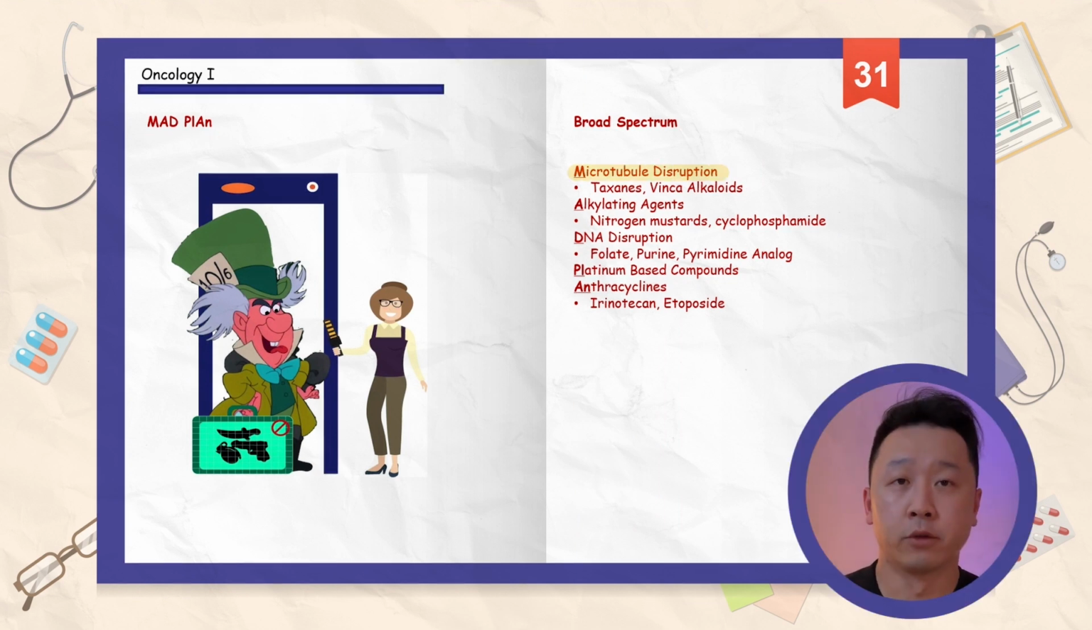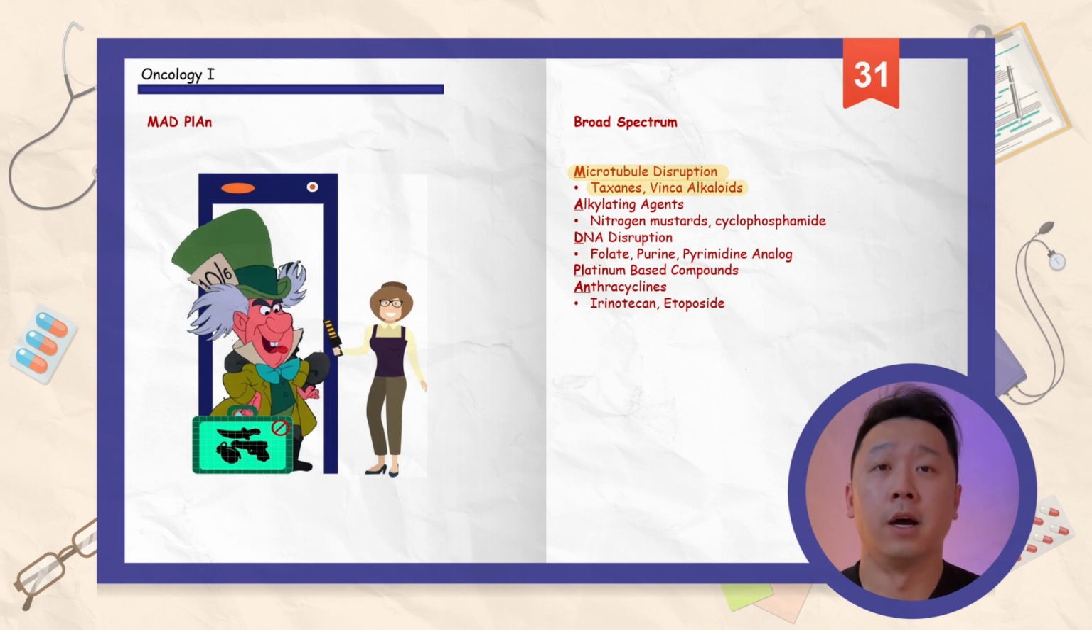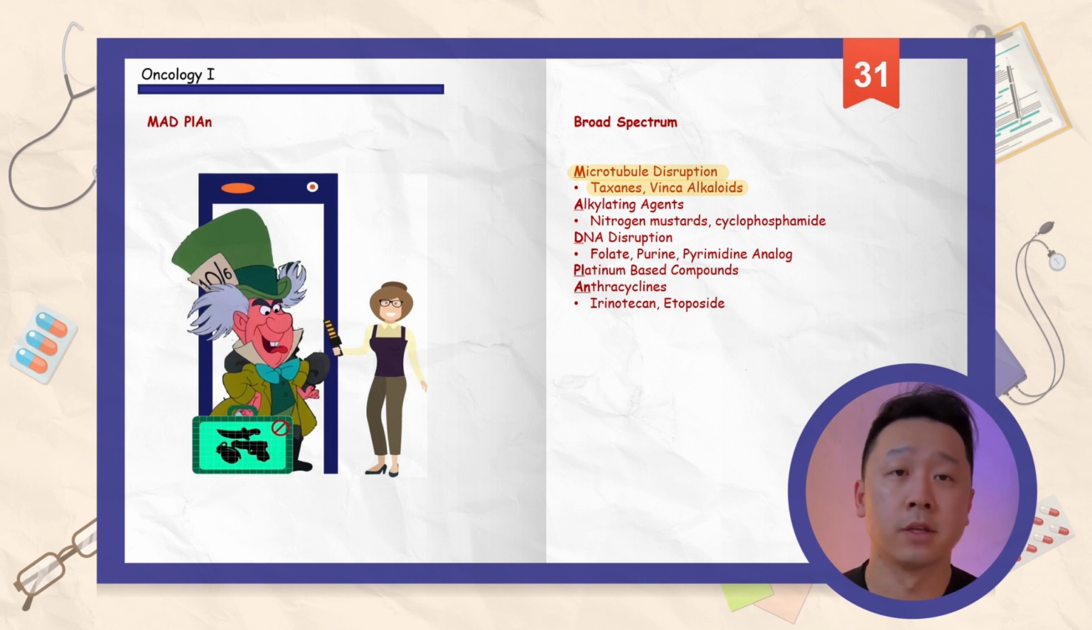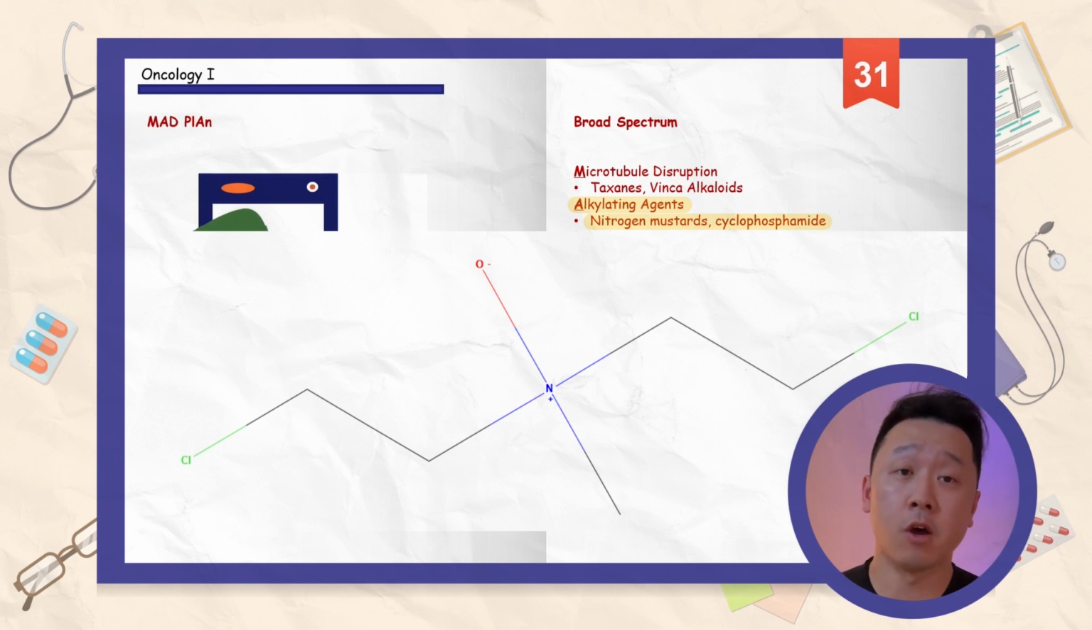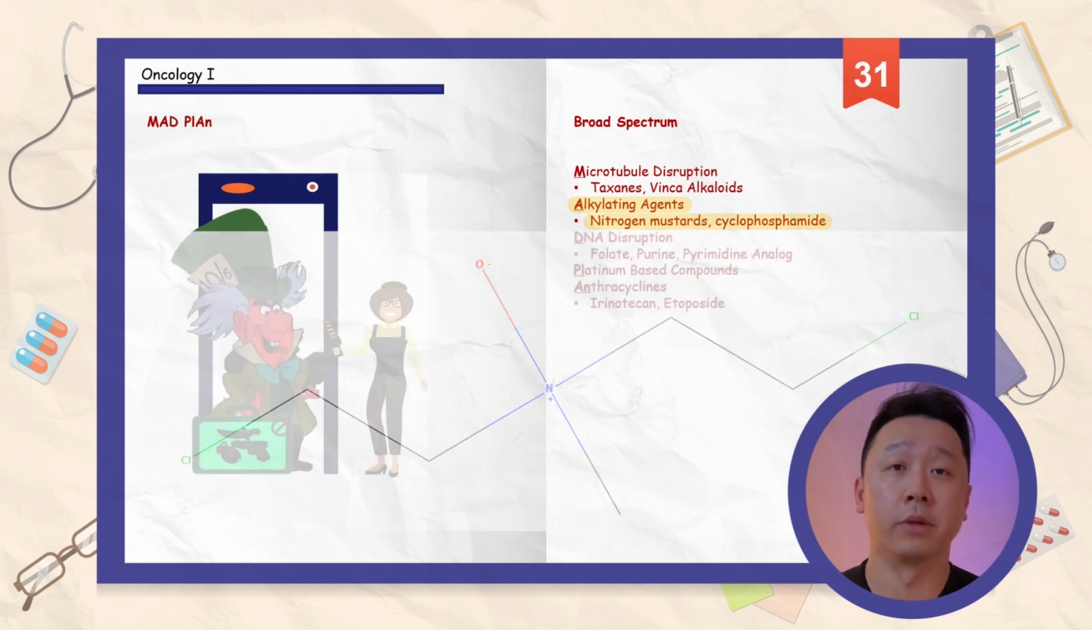M stands for microtubule disruption, which includes taxanes and vinca alkaloids. Taxanes stabilize the microtubules, whereas vinca alkaloids disrupt the microtubule formation. Second, we have A, which stands for alkylating agents. These include nitrogen mustards and cyclophosphamide. So the nitrogen mustard itself holds on to the 2 DNA strands and therefore cross-links DNA, thereby preventing the DNA from unwinding. And as a result, the DNA cannot replicate.